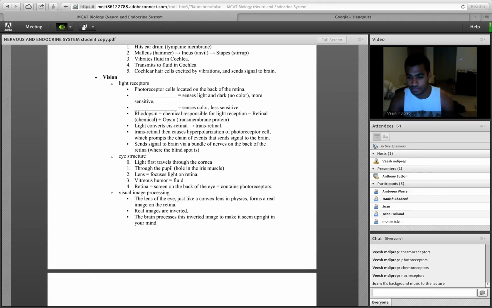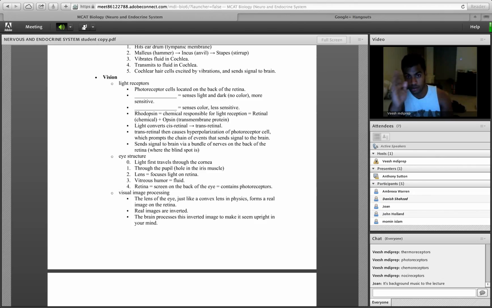So, the eye structure. Light first travels through the cornea, which is the first thing in your eye, the thing at the very surface. That's where the light comes in. Then it goes through your pupil, which is a hole in the iris muscle. The iris is the actual color part of your eye. Then it goes through the lens.